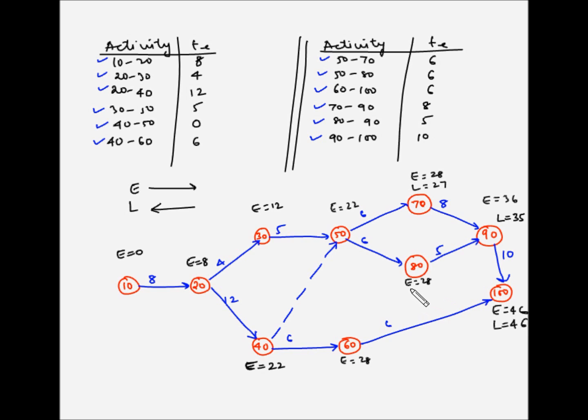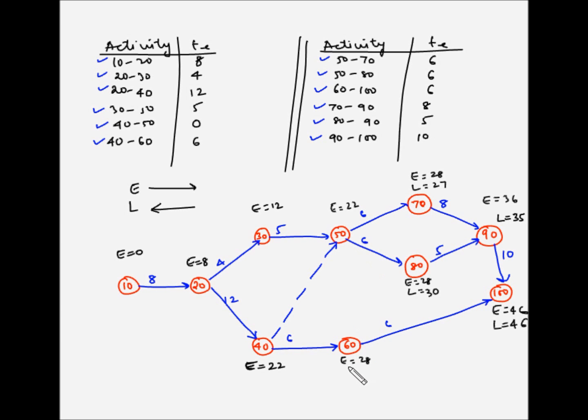Similarly, the latest occurrence time for event number 80 should be such that the latest occurrence time for event number 90 is not delayed. Now for event number 90, the latest occurrence time is the 35th day, and 80 to 90 takes 5 days. So the latest event number 80 can occur is 35 minus 5, which is the 30th day.